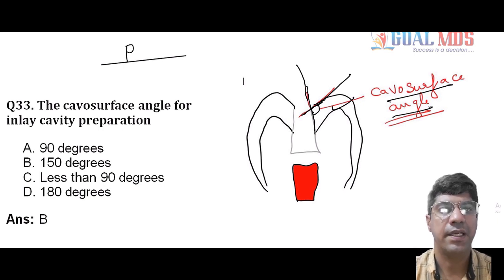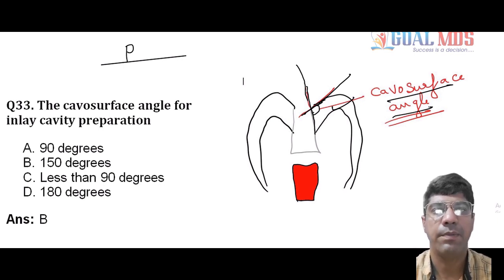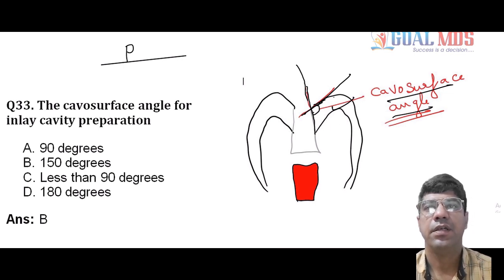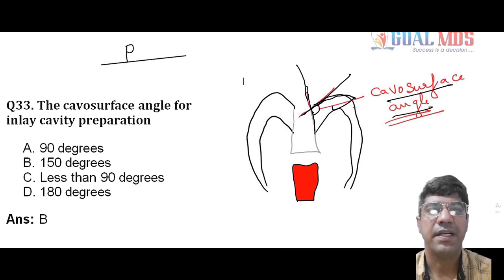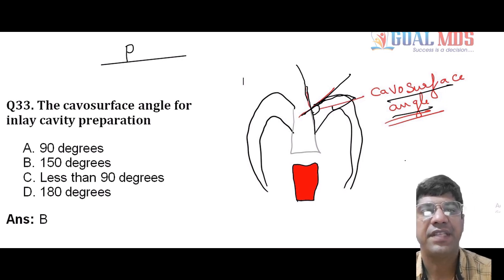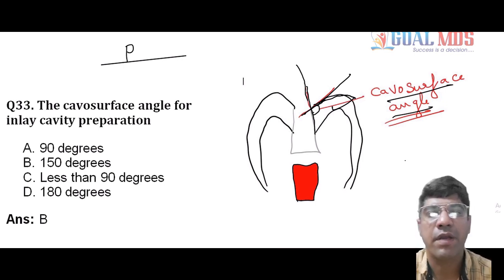So cavo surface angle is defined as the angle that is formed by junction of the prepared tooth wall and the external surface of the tooth. This angle is important in dental restoration as it will impact the fit, stability and longevity of the restoration. So why does the cavo surface angle matter? Its significance lies in the role in ensuring the longevity and stability of the dental restoration.